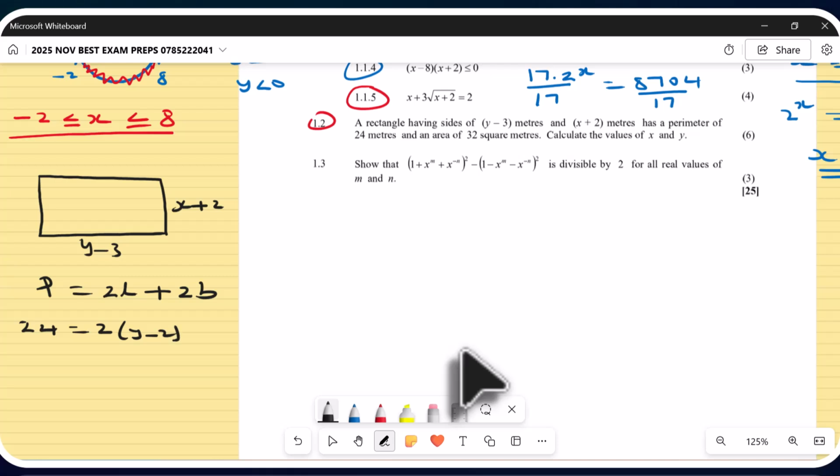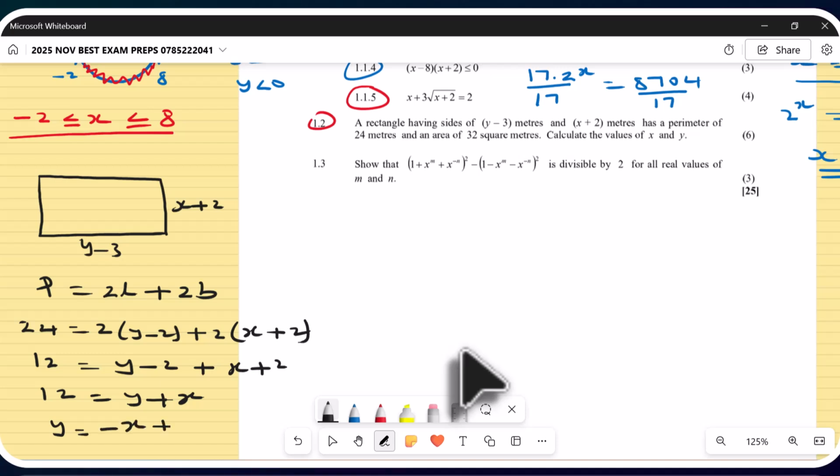So they said also the area is 32. How to find the area for the rectangle? Our area equals L times breadth. So I'm going to say that my 32 equals L, but L is y minus 3, okay? And then multiplied by B, which is x plus 2 here. But we said here our y is minus x plus 12. So where you see y here, guys, I'm going to put minus x plus 12. So here we go. 32 equals, open bracket, minus x plus 12, and then into x plus 2 here.